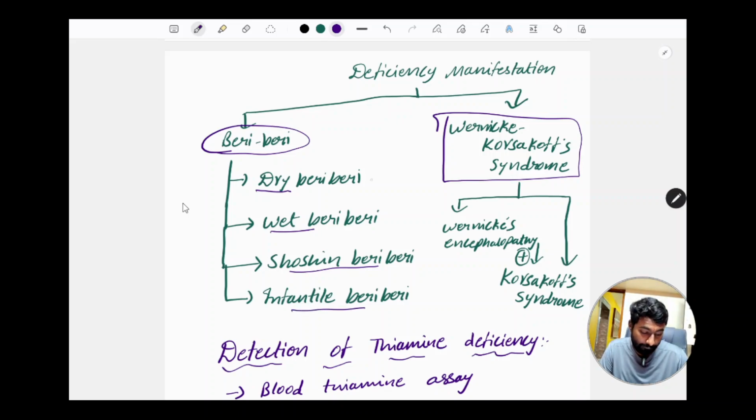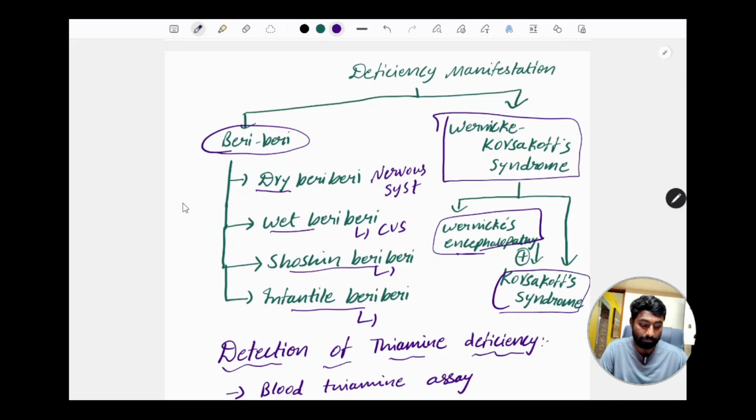In dry beriberi, mainly your nervous system is involved. In wet beriberi, the cardiovascular system is involved. Shoshin beriberi is an acute fulminant beriberi, where if the patient is not treated with thiamine immediately, the patient will die. And infantile beriberi is present in infants who are being fed by mothers who are deficient in thiamine. Wernicke-Korsakoff syndrome has two things: Wernicke's encephalopathy and Korsakoff syndrome. We will see all the diseases in a detailed way in another class.